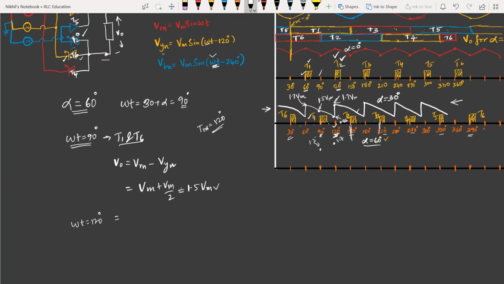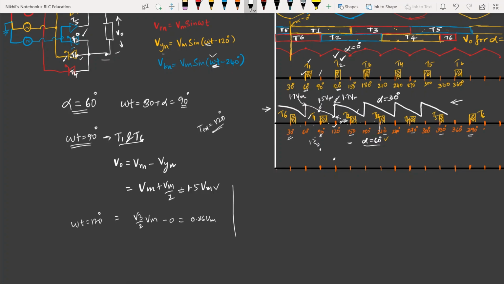At 120 degrees, Vm sin omega t, sin 120 is root 3 by 2 Vm, and if you put 120 degrees here, then you will get 0 minus 0. So you will have 0.86 times Vm at 120 degrees. So at 120 degrees, the output voltage has been reduced to 0.86.